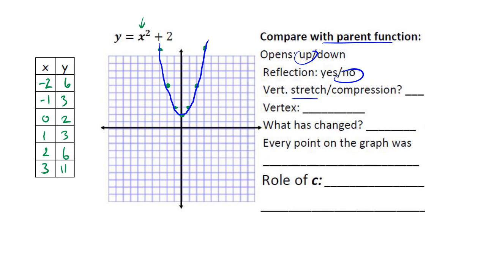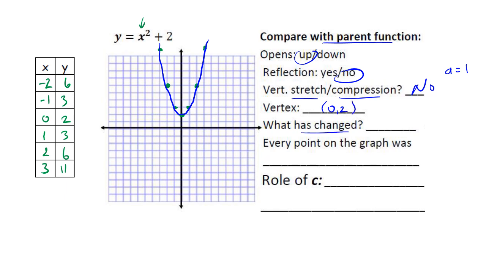There is no vertical stretch or compression because a value is equal to 1. If a would be greater than 1, vertical stretch. If a is less than 1, vertical compression. Our vertex has changed to (0, 2).